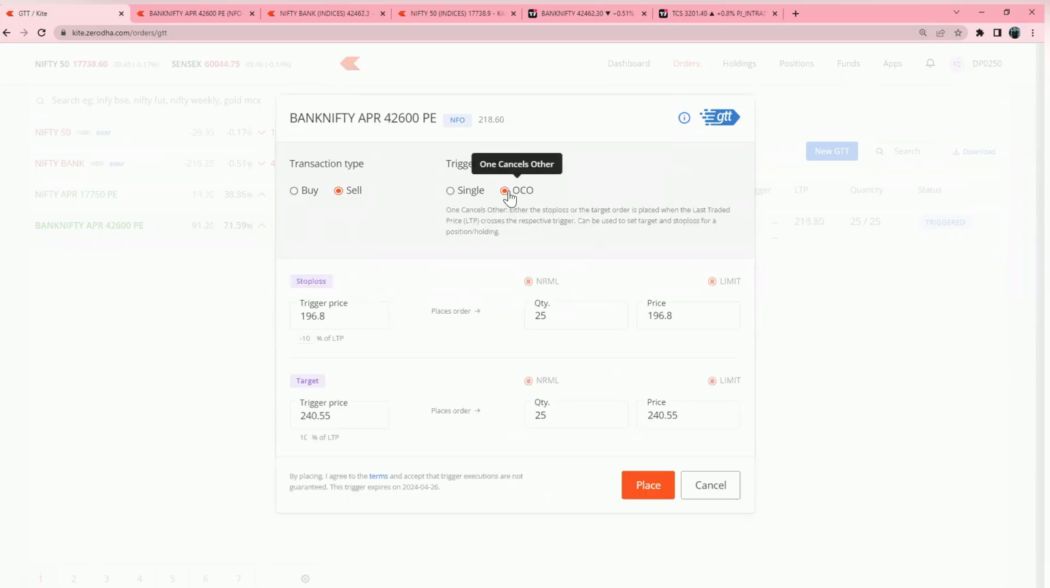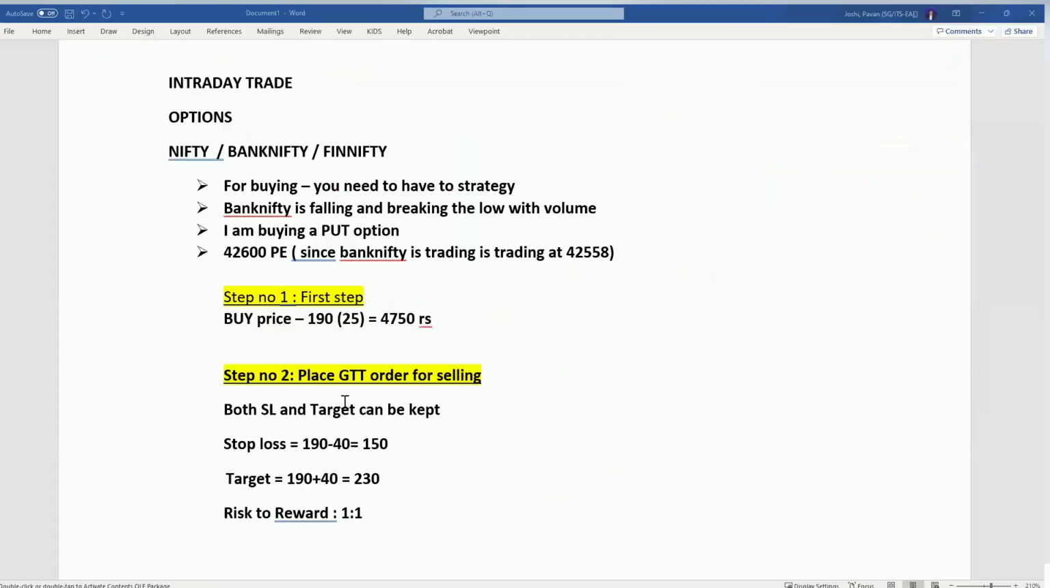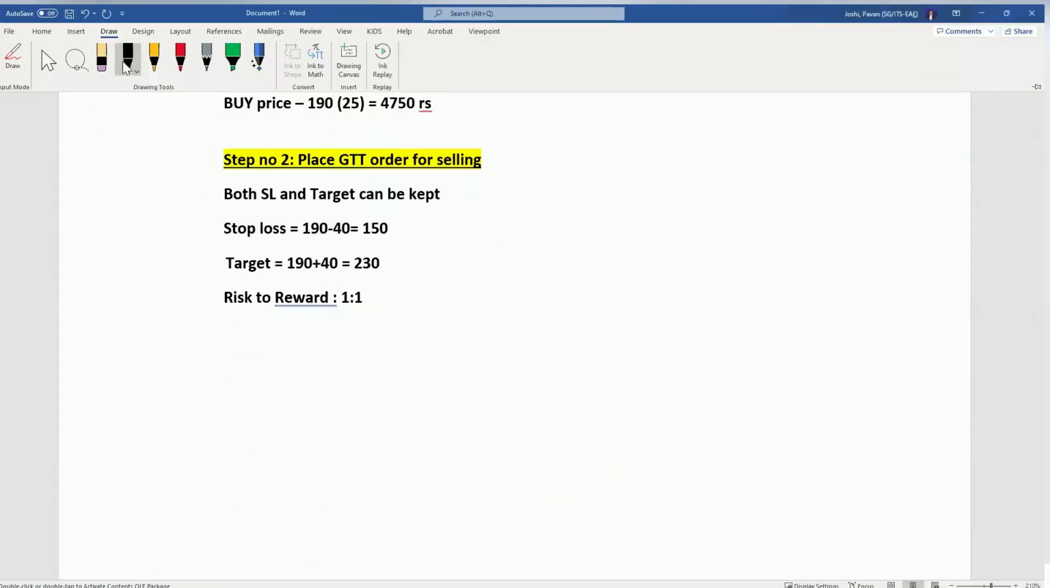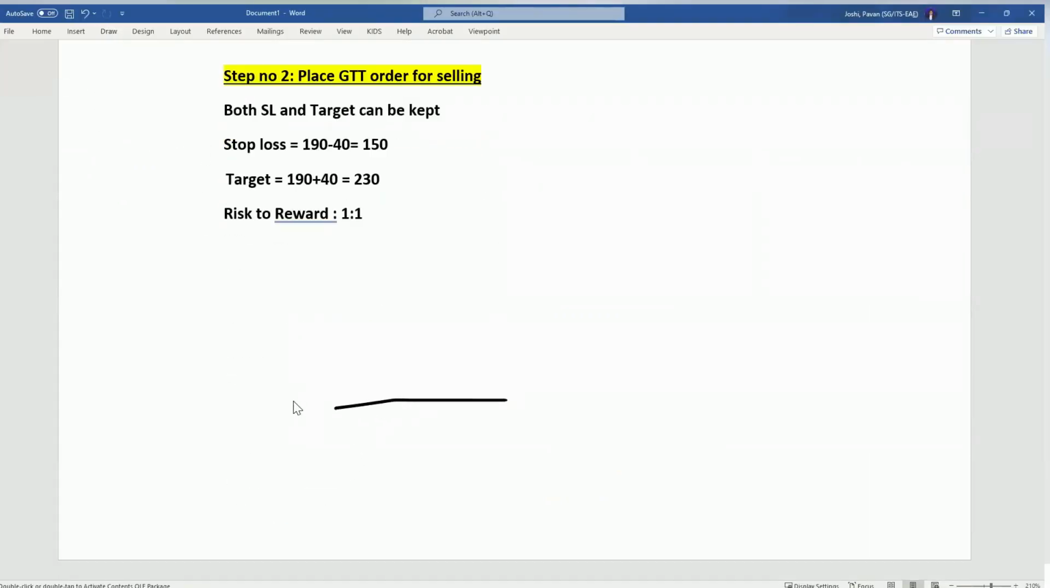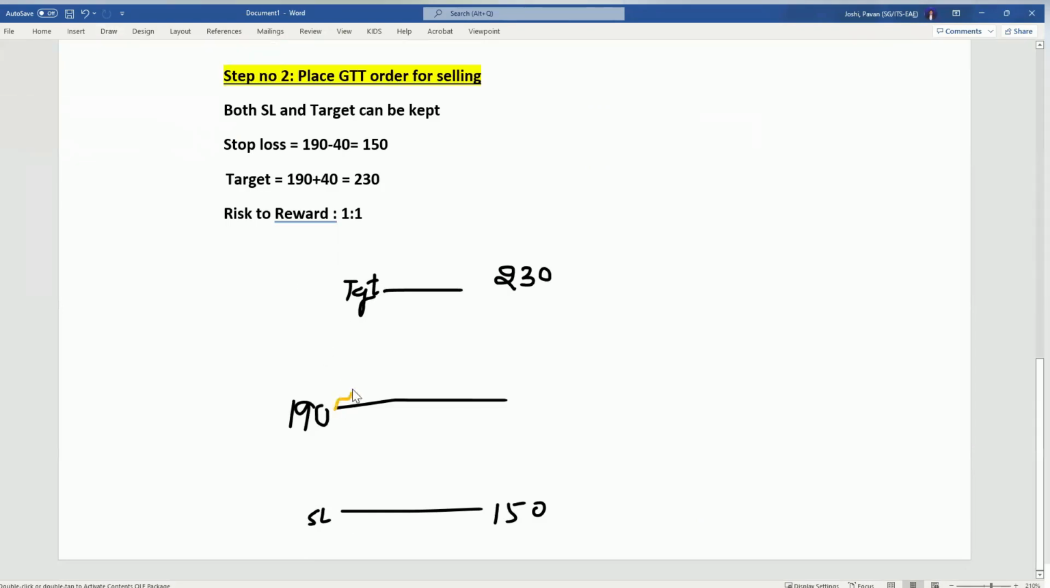One cancels another order, right? One cancels another order means if my target order gets executed, my stop loss will get cancelled. If my stop loss order gets executed, my target order will get cancelled. Means automatically this happens. Let me explain this concept. For example, let's say I'm buying at 190, and my target we already know is 230, 40 points. And my stop loss we also know is 150. So this is my target and below is my stop loss, right? 40-point stop loss, 40-point target.